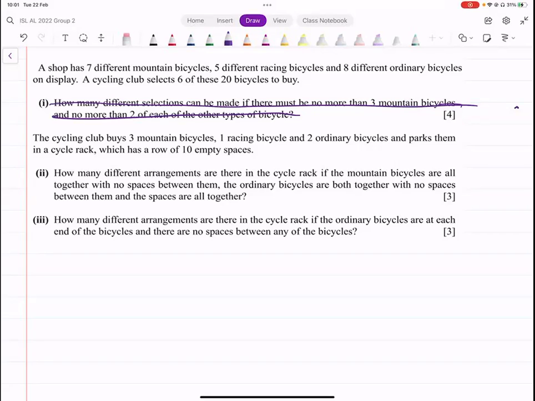उसने बाद में कहा है the cycling club buys 3 mountain bicycles, 1 racing bicycle, and 2 ordinary bicycles, and parks them in a cycle rack which has a row of 10 empty spaces. We've got 10 empty spaces. उनमें आपने 6 bicycles park करनी है. ठीक है? How many different arrangements are there in the cycle rack if the mountain bicycles are all together with no spaces between them? The ordinary bicycles are both together with no spaces between them, and the spaces are all together.